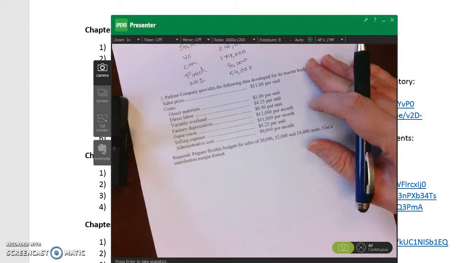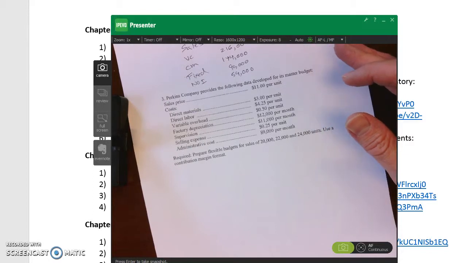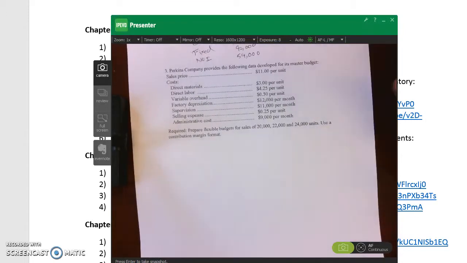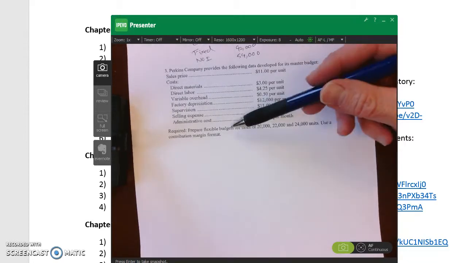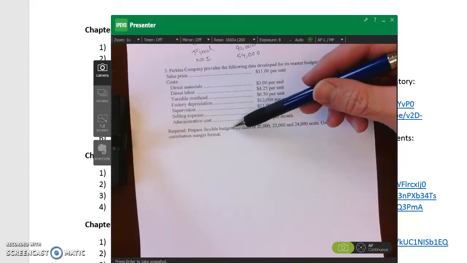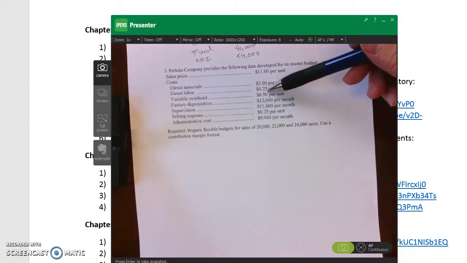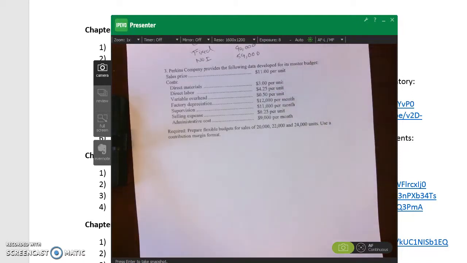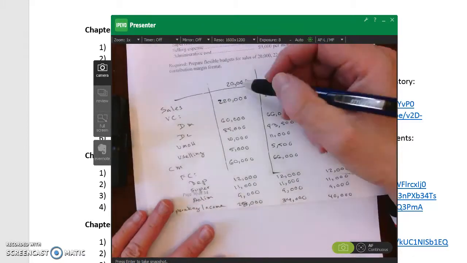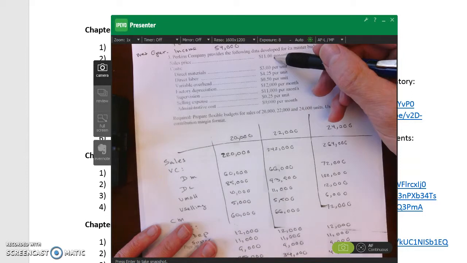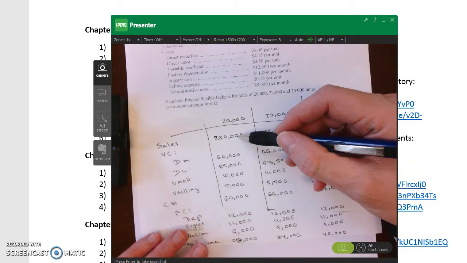Okay. Now this next one, I'm just going to quickly show you the answer because I don't think it's too hard, especially since we just did that one on the flexible budget performance reports. But basically what I'm asking you here to do is to do a budget for 20,000, 22,000, 24,000, and I put everything on the unit basis. So here's the answer. At 20,000, all we need to do is go 20,000 times the sales price of 11. Yep, gives us our sales.